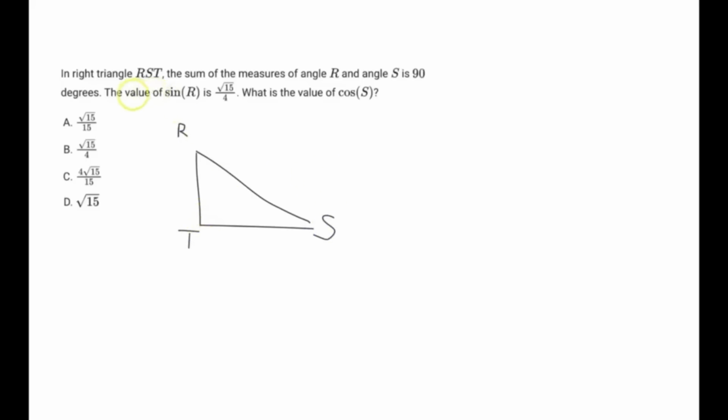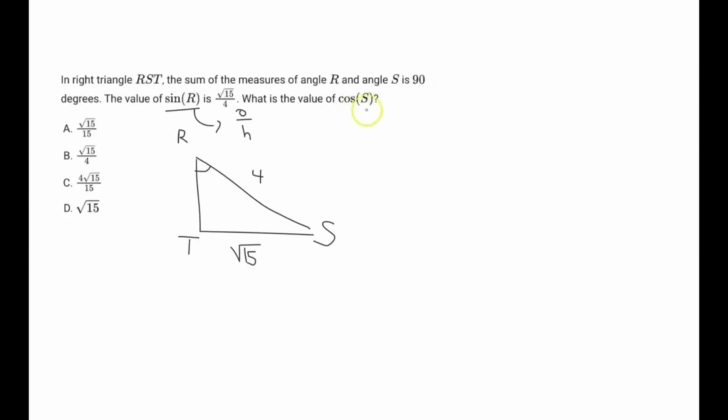All right. So the value of sine R, so sine, we know, if you know SOHCAHTOA, is opposite over hypotenuse. So if we look at this angle measure, the opposite side length of this angle is over here. So this value will have the square root of 15. And then the hypotenuse would just be the hypotenuse of the triangle, which is RS. So here we would have a value of 4. I just want to erase this arrow. Okay, perfect.